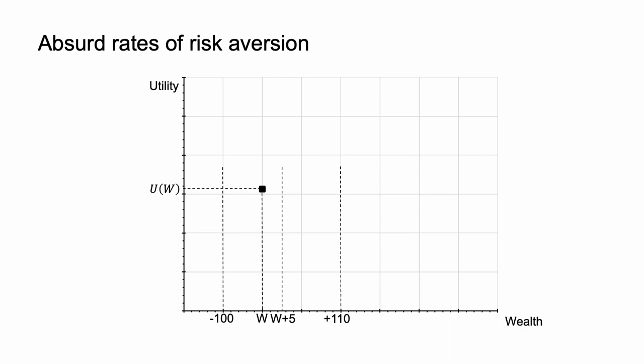The expected value of the bet is W plus 5. That is also marked. As the person rejected the bet, the expected utility of the bet must be less than or equal to the utility of current wealth. The point on the vertical line at W plus 5, where we mark expected utility, must align with or below the point on the vertical line at W, where we mark current utility. The expected utility of the bet is the probability-weighted utility of each of the two possible outcomes. The angle of this new line doesn't matter, simply that it is of positive slope.